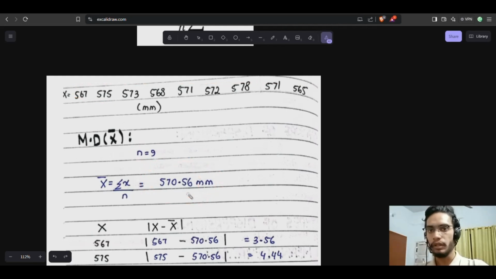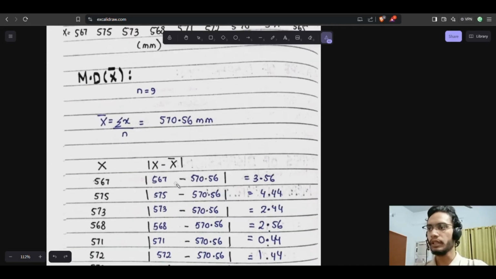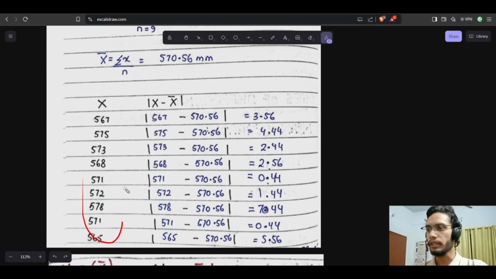Now we have to check how this mean deviates or varies from the actual numbers present in your data. For this, we have these actual values, and we subtract the mean that we have calculated here. So 567 minus 570.56, this is the value you got. You subtract each and every value with the mean you have calculated and you get the numbers. So these are, you can say, the deviated values.